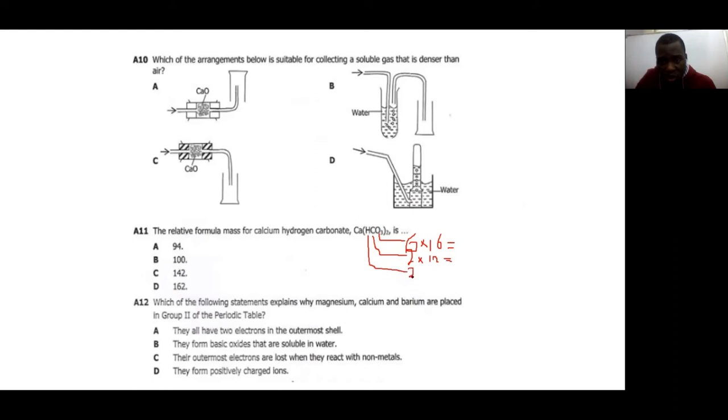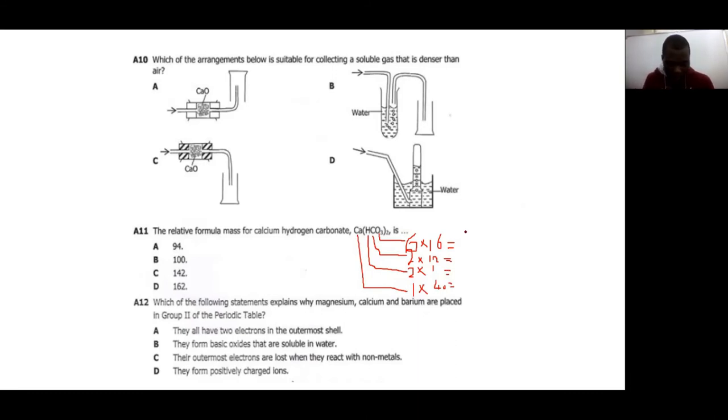So this is 2 multiplied by the mass number, which is 1. Then finally, we have our calcium here, which is also just 1 multiplied by 40. So 1 multiplied by 40. So let's just fill in the answers there, and you can quickly do this with a calculator. That is the beauty of chemistry.